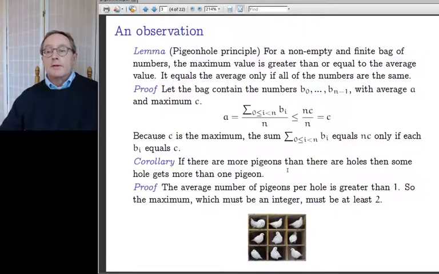This is the translation of the pigeonhole principle into the word pigeon. If there are more pigeons than there are holes, then some hole gets more than one pigeon. So here there are 9 pigeons and 9 holes, so you get 1 and 1. But if there were 10 pigeons, some hole would have to get at least 2 pigeons. The average number of pigeons per hole is greater than 1. So the maximum, which has to be an integer, has to be at least 2.